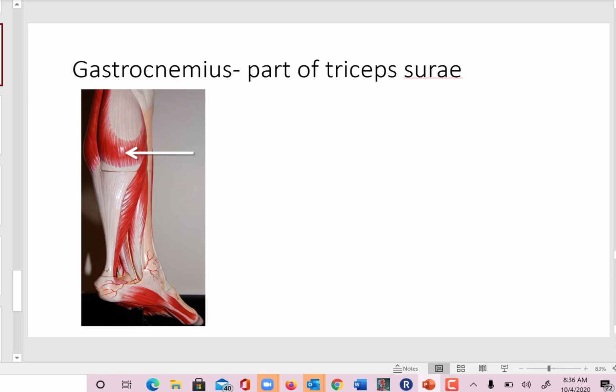So it's going to flex your lower leg, but it will also plantar flex your foot. So again, that's the gastrocnemius. You can see its 2 heads here. And then it inserts onto the calcaneus through the calcaneal tendon, also known as the Achilles tendon.